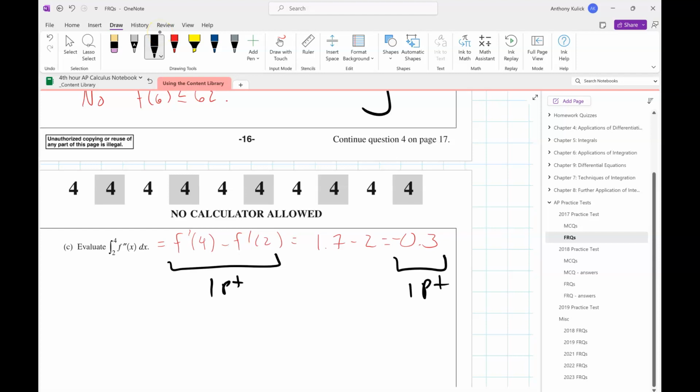And again, I think if you left it as 1.7 minus 2 and didn't do anything with it, you probably still would have gotten that second point. They shouldn't require that you do simplification. Once you've looked up everything and you have numbers in all the spots, that should be done. You don't actually need to combine like terms and simplify or any of that. Everybody okay on this one?